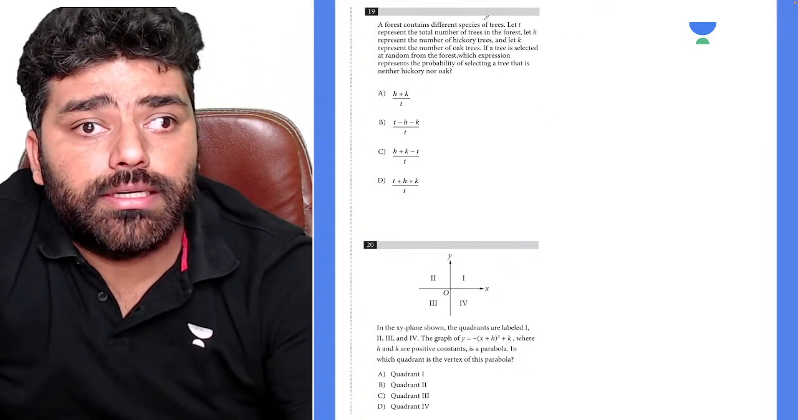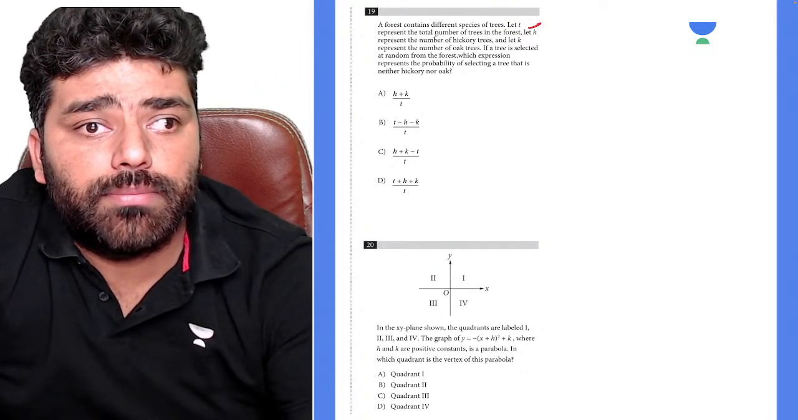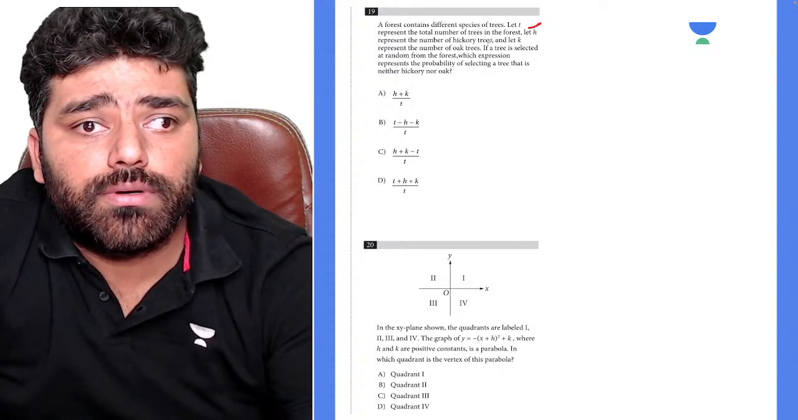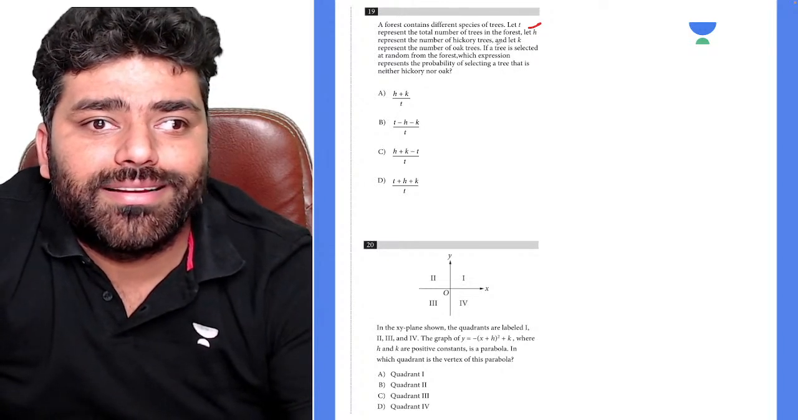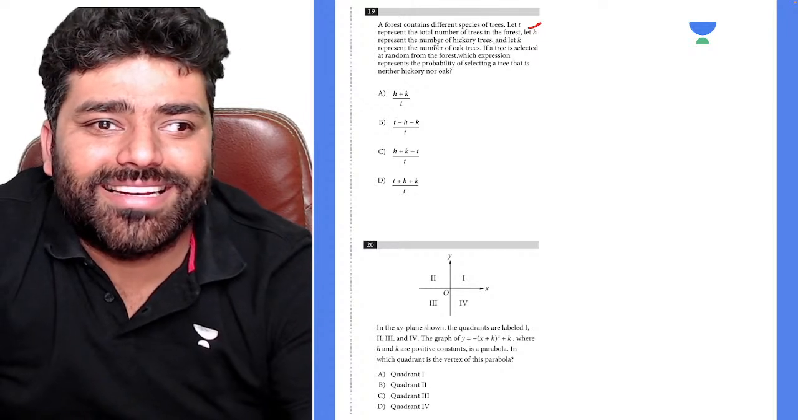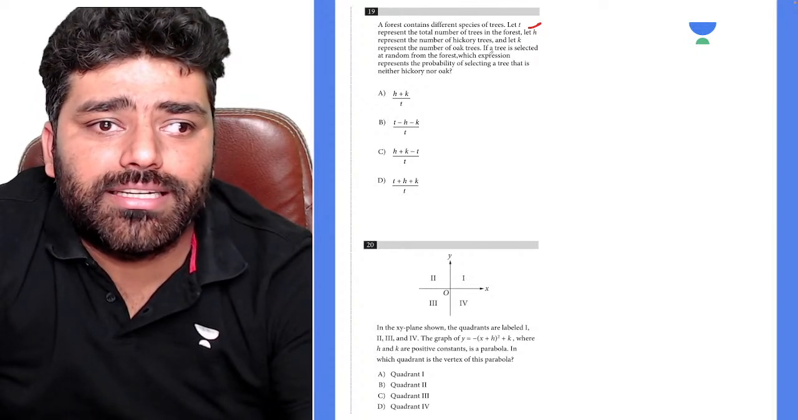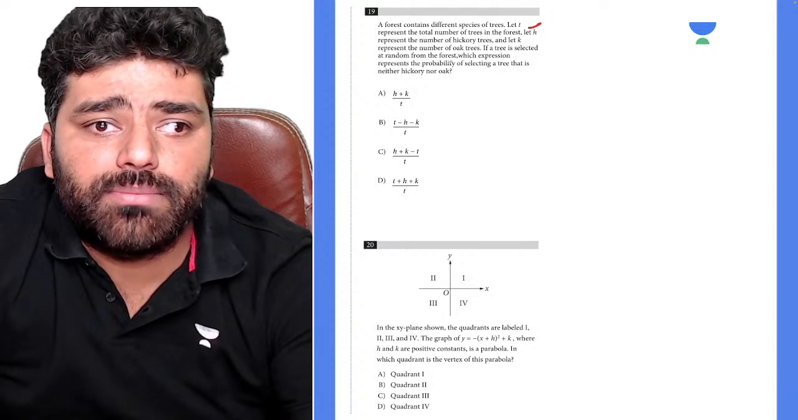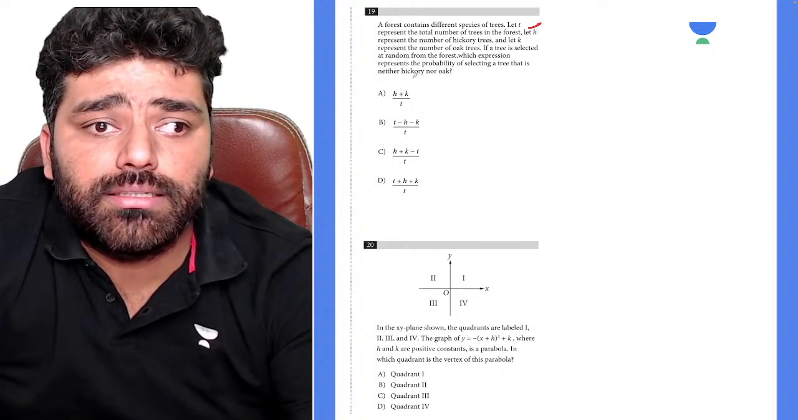A forest contains different species of tree. Let T represent the total number of trees in the forest, and H represent the number of hickory trees, and let K represent the oak trees, and the trees selected at random from the forest. Which expression represents the probability that the tree is neither?